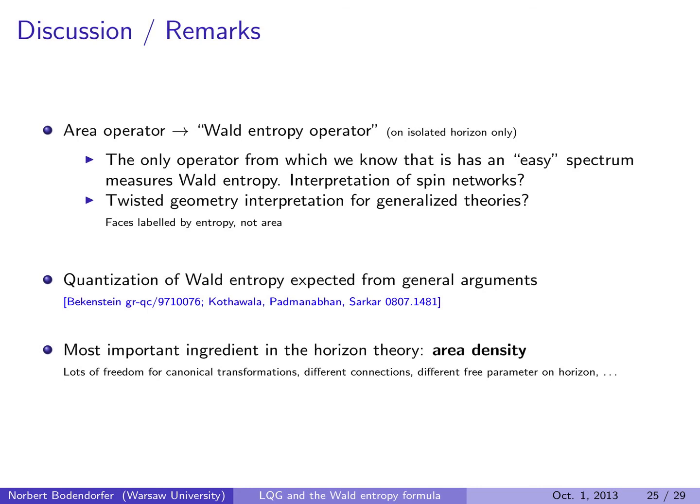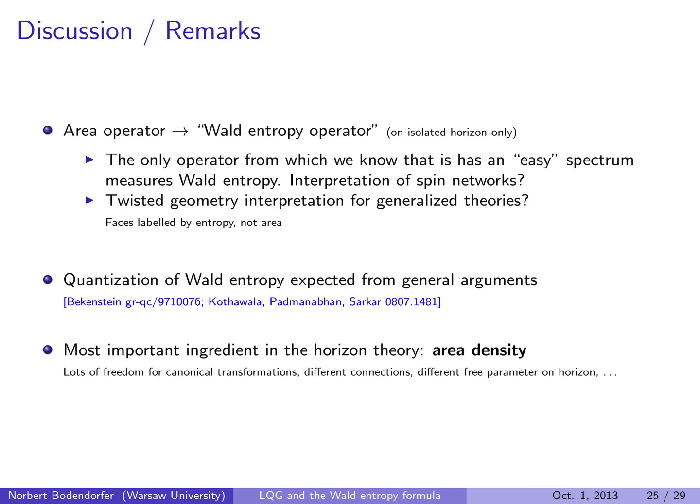Another thing, the quantization of Wald entropy is expected from general arguments, starting with Bekenstein. Here's a review paper of him. He did it for pure GR, but this was also generalized to Lovelock gravity by the people in the second citation there. And then again, the most important ingredient of the theory we have on our horizon is the area density in the end, or in more general situations, the Wald entropy density.